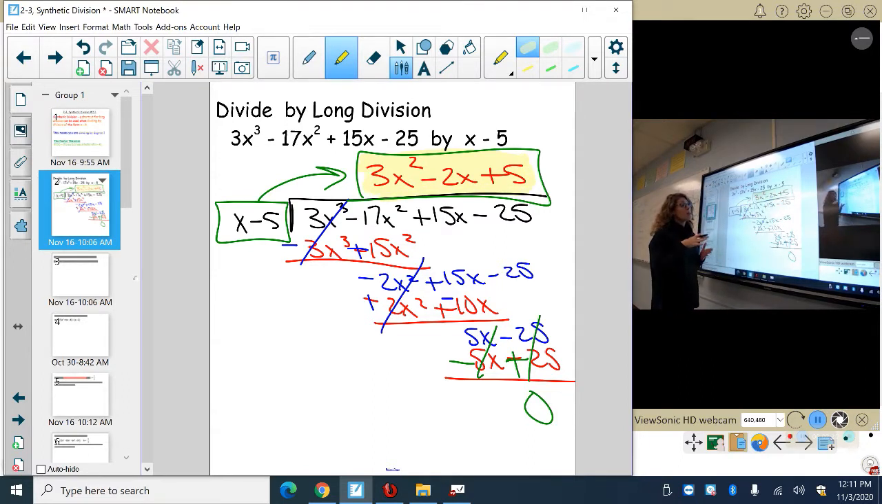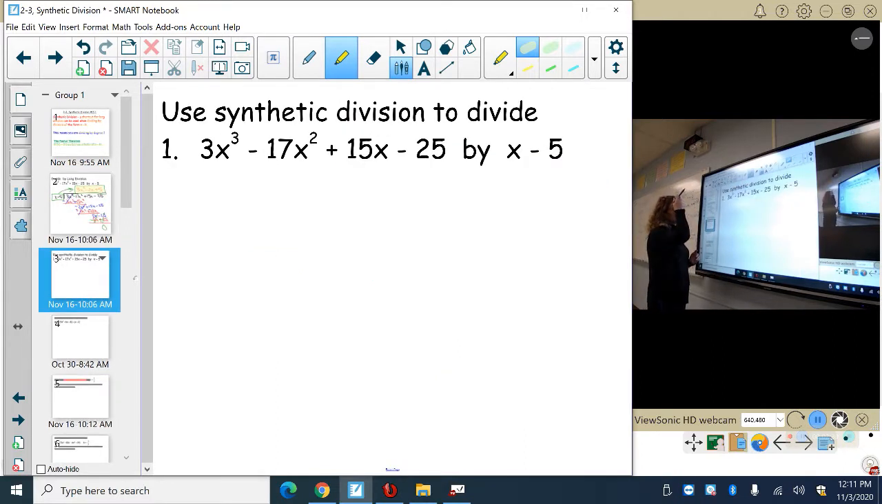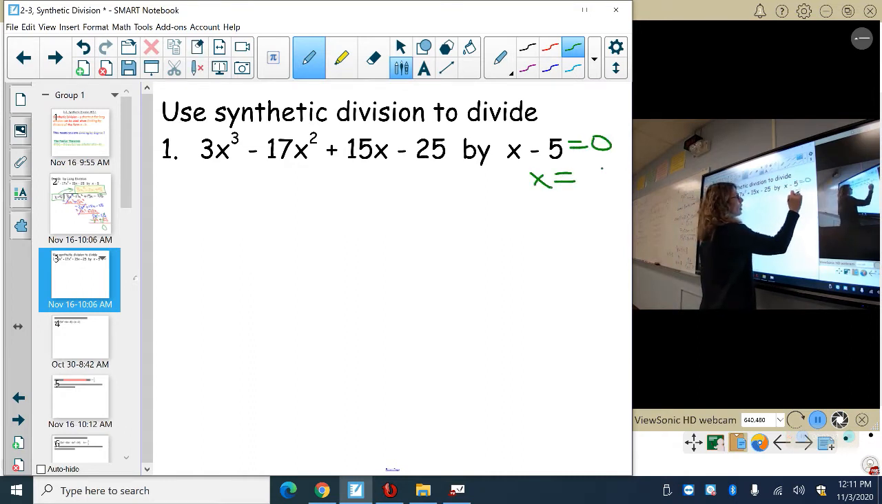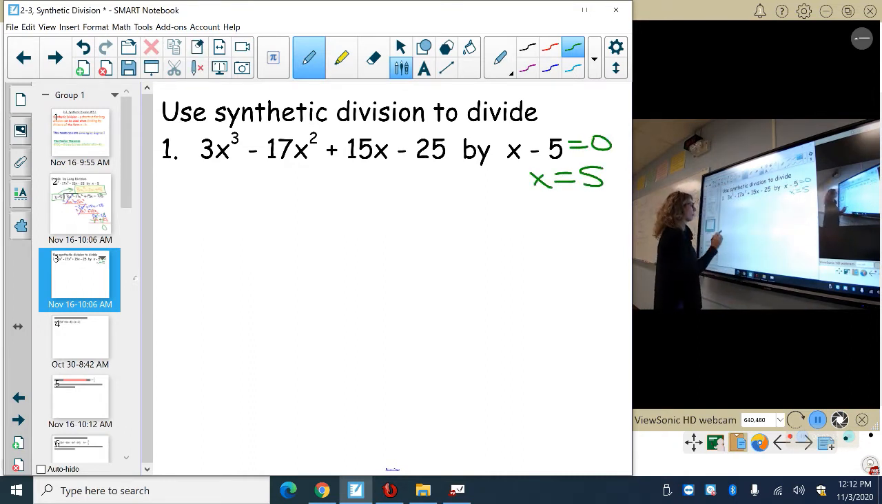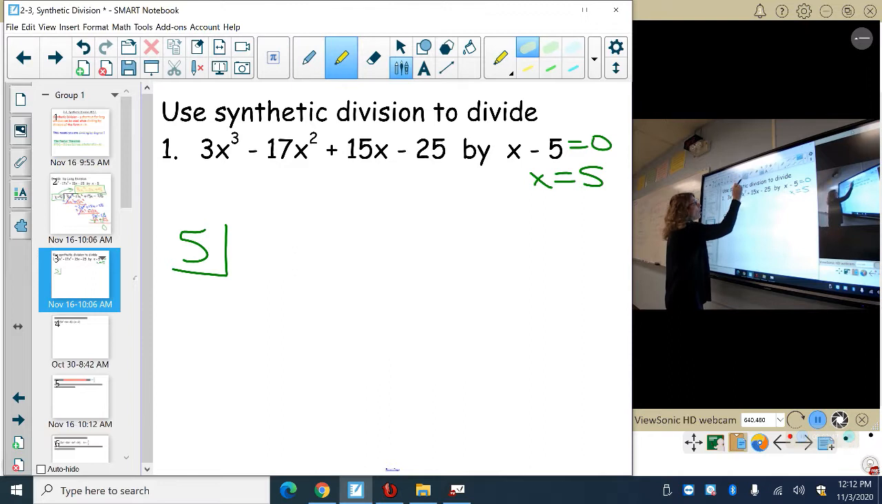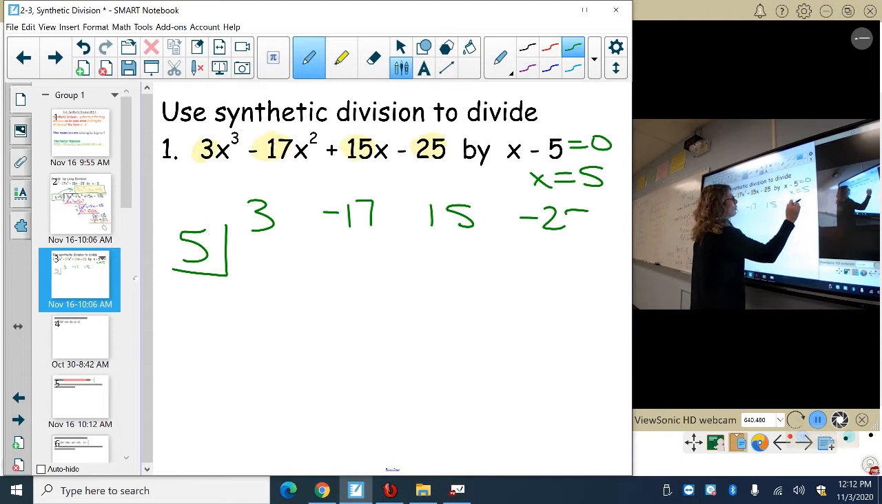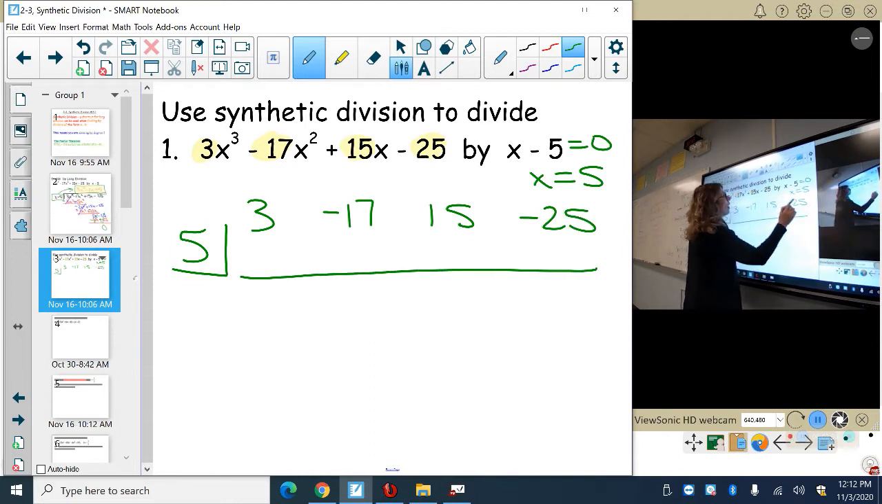Now, we can do the same exact problem by long division or by synthetic division. So how do we do that? The very first thing we're going to do is set this thing equal to 0 and solve it. We're going to make a half box. 5 is what goes in the half box. Then we are only going to take the coefficients of all of these numbers. We are not going to take any of the variables. So I have a 3, a negative 17, a 15, and a negative 25. And I draw a line.